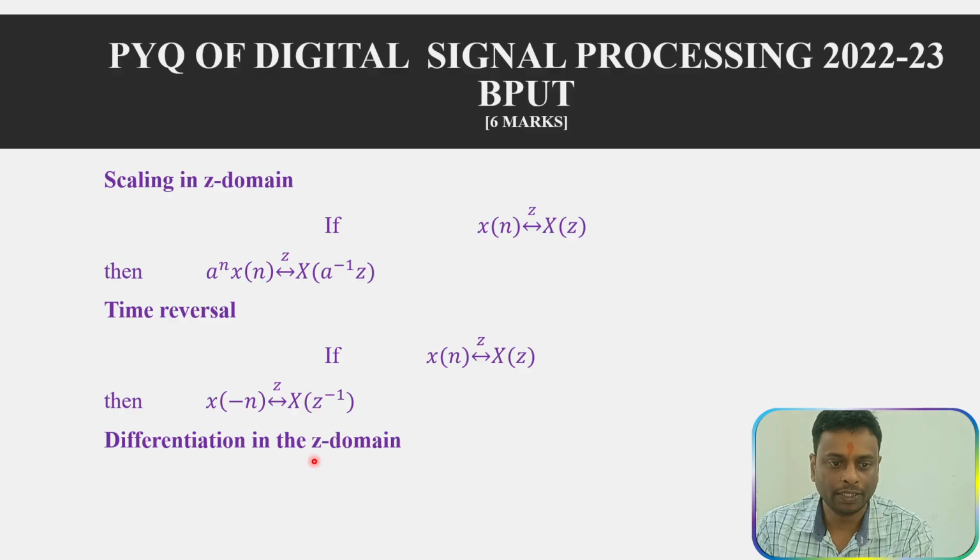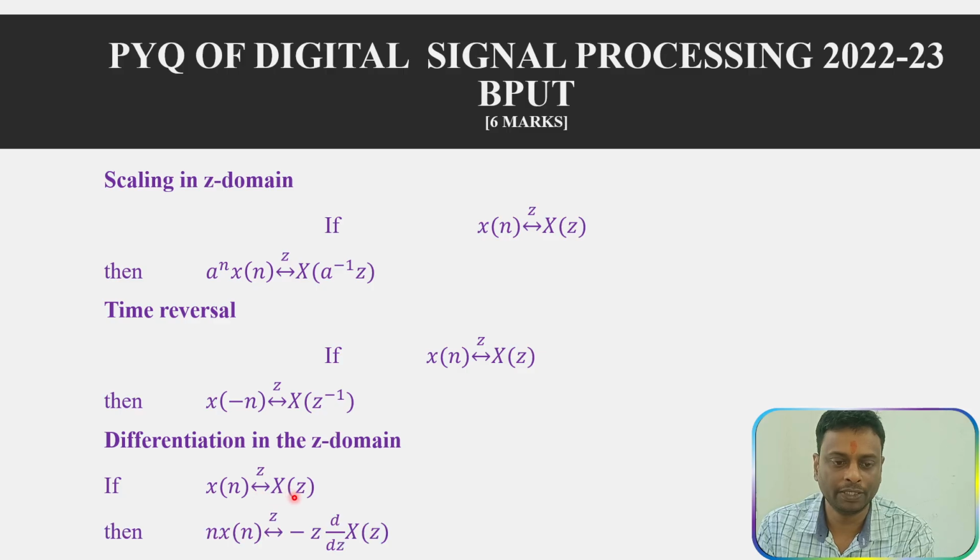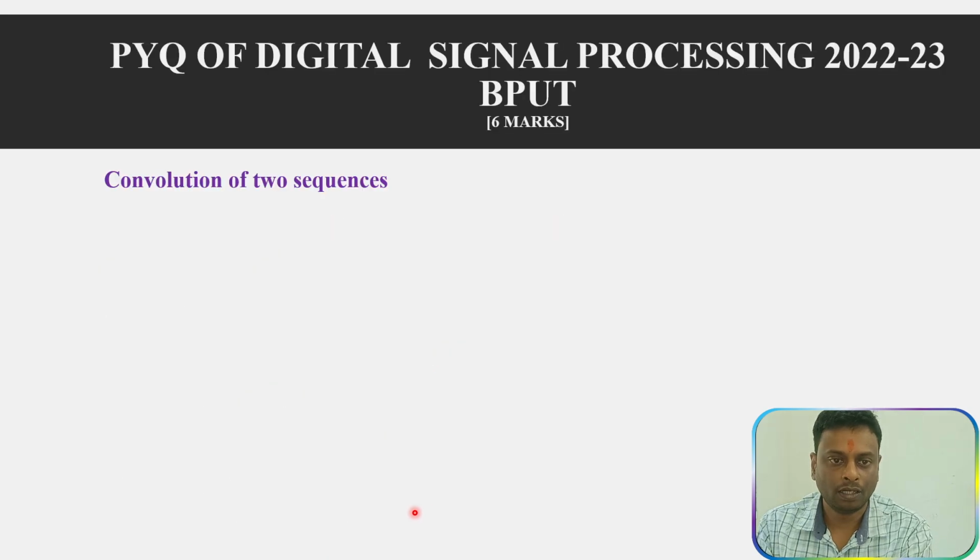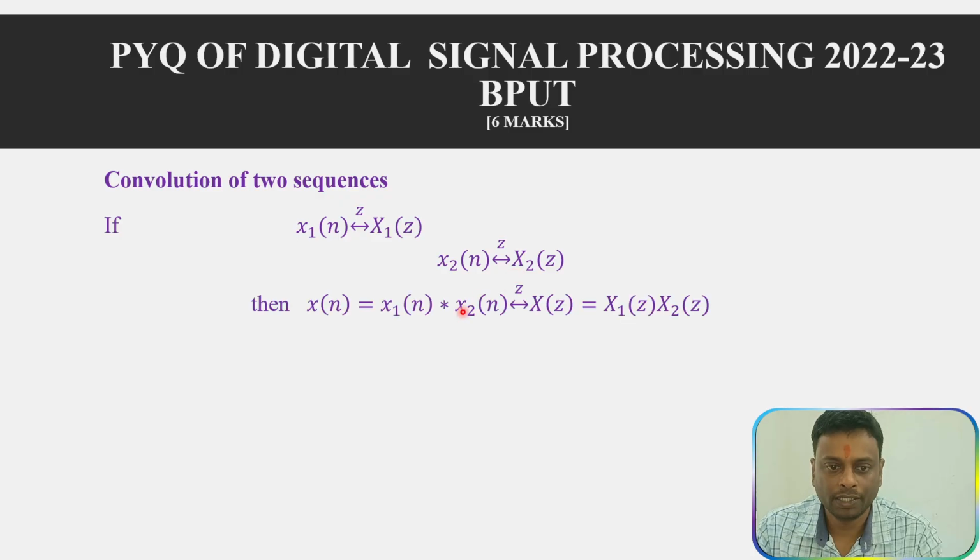Then differentiation in the z domain. If the Z transform of x of n is X of z, then n into x of n has Z transform minus z into d by dz of X of z. So this is the differentiation in z domain. Then convolution of two sequences. If the Z transform of x1 of n is X1 of z and of x2 of n is X2 of z, then x of n, which is x1 of n convolved with x2 of n, has Z transform X of z equal to X1 of z multiplied with X2 of z.